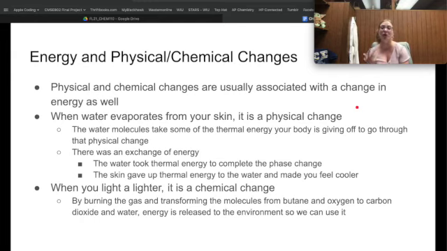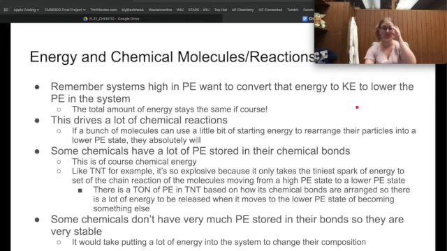And as I mentioned before in the last set of slides on part 2, when you light a lighter, it's also a chemical change. So by burning the gas, by transforming the molecules from butane and oxygen to carbon dioxide and water, energy is released into the environment. You know, that fire is hot. You can feel that heat energy coming out into the environment. So that chemical change is associated with a change in energy as well.